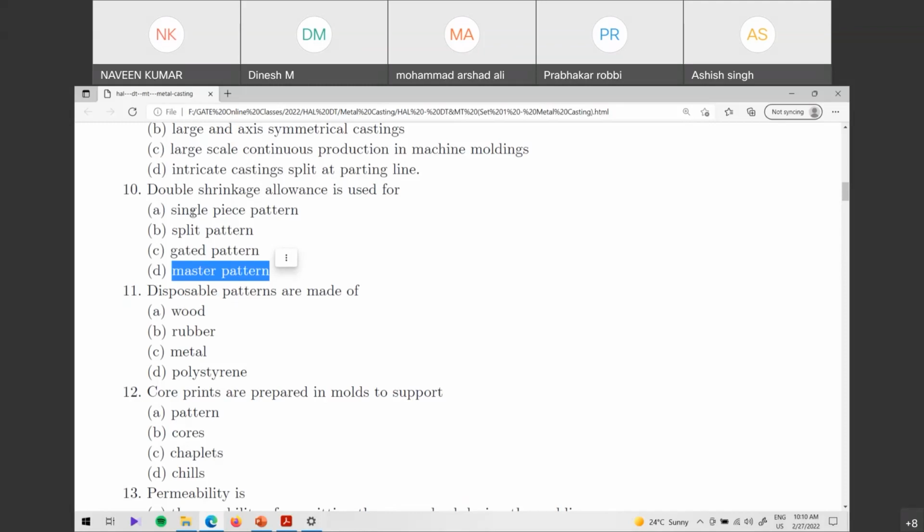So double shrinkage is applicable for the master pattern, and this master pattern is used for making the pattern itself. In the master pattern, we make the shrinkage allowances for the metal that you're trying to pour, and also for the pattern that you're trying to make. Am I making myself clear? Is it okay, guys? Answer is D. Okay. Yes. Fine. What about the next one?